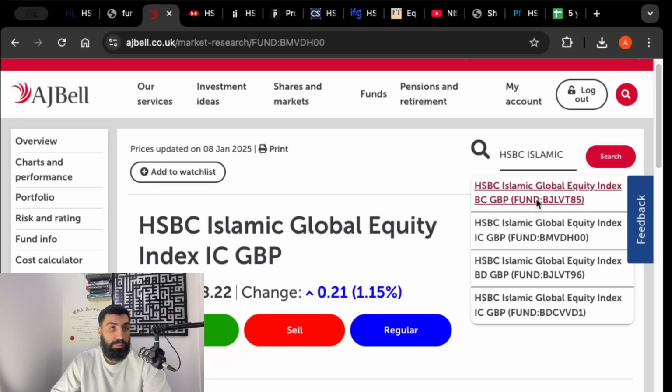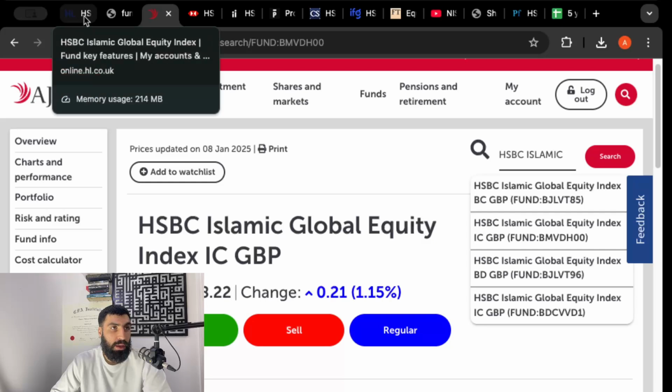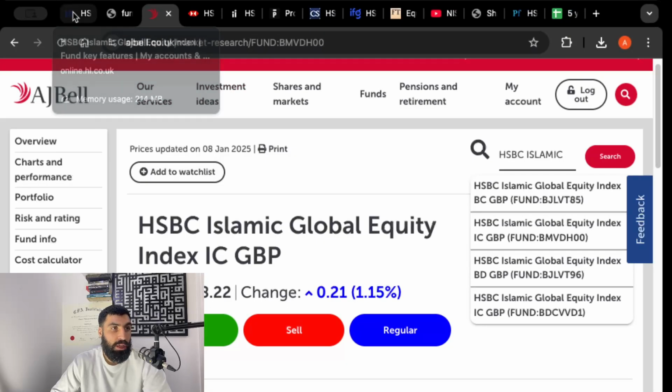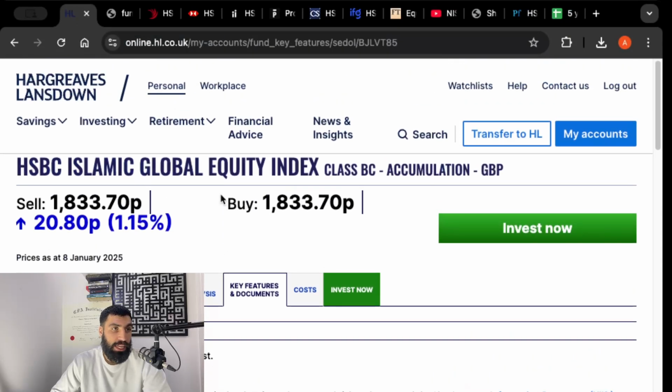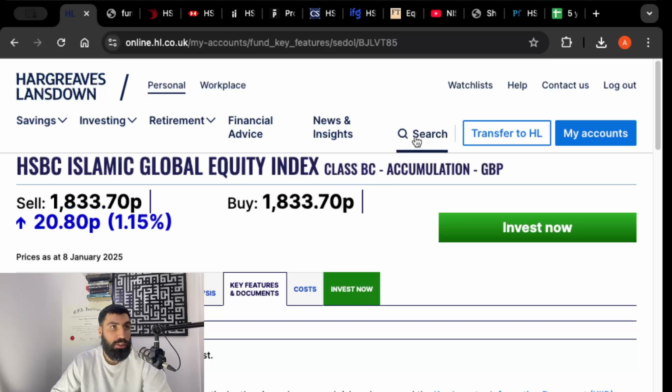So they all have the same name apart from this little suffix at the end. One says BC, one says IC, one says BD, one says IC. What's really confusing is there's two IC. There's only one BC and there's one BD. So that's the first confusing point. Lots of people don't know which one to actually go for. And it's not just a symptom that AJ Bell suffers from. Let's check it out on Hargreaves Lansdown, which is another brokerage company.